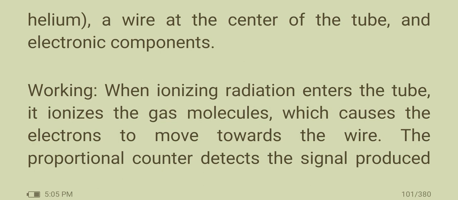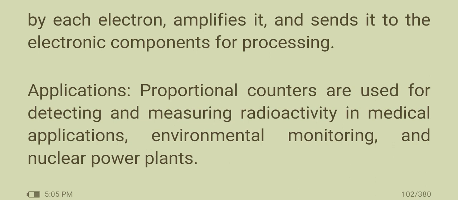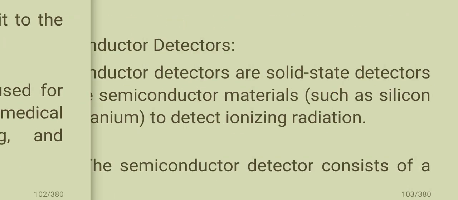When ionizing radiation enters the tube, it ionizes the gas molecules which causes the electrons to move towards the wire. What is happening when ionizing radiation enters the tube? It ionizes the gas molecules which causes the electrons to move towards the wire. The proportional counter detects the signal produced by each electron, amplifies it and sends it to the electronic components for processing. Which are the applications? Proportional counters are used for detecting and measuring radioactivity in medical applications, environmental monitoring, and nuclear power plants.